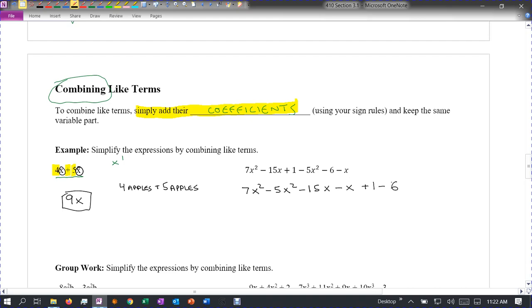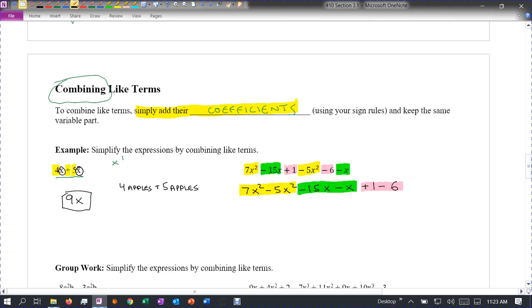Okay, so what I did is I recognized that 7x squared and -5x squared are like terms, so I put them next to one another. And then I realized that negative 15x and minus x are both like terms. They both have x to the first power, so I put those next to one another. And then we have a constant term, plus 1 and minus 6, and I put those together out here. And now what I'm going to do is combine them.